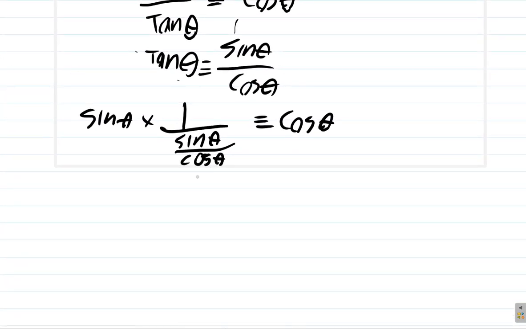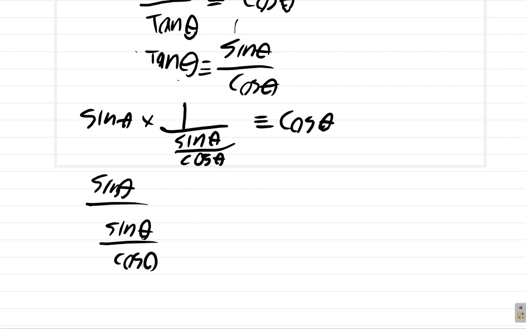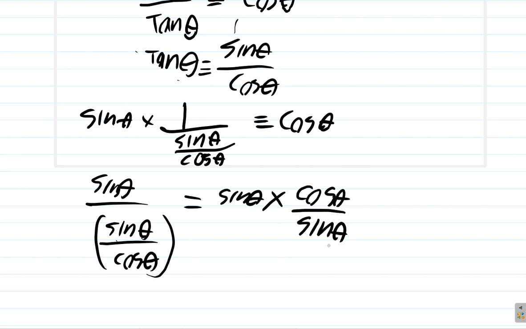After that, you look at this and you say this is really sine theta divided by sine theta over cos theta. Sine theta divided by this. Right? Now this is equal to, I'm going to use an equal sign because I'm simplifying it, sine theta, which is this sine theta here, multiplied by, do you remember what you do when you have a number divided by a fraction? You have the number multiplied by the reciprocal of the fraction. This is sine theta times cos theta divided by sine theta. What do you see? Sine theta cancels sine theta. So, cos theta is identical to cos theta.